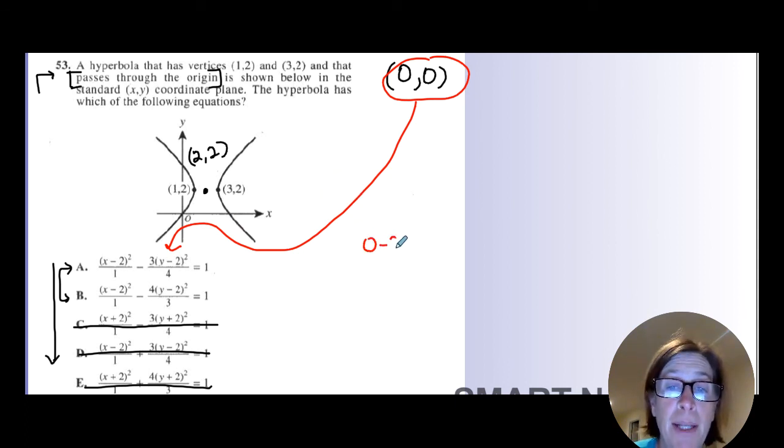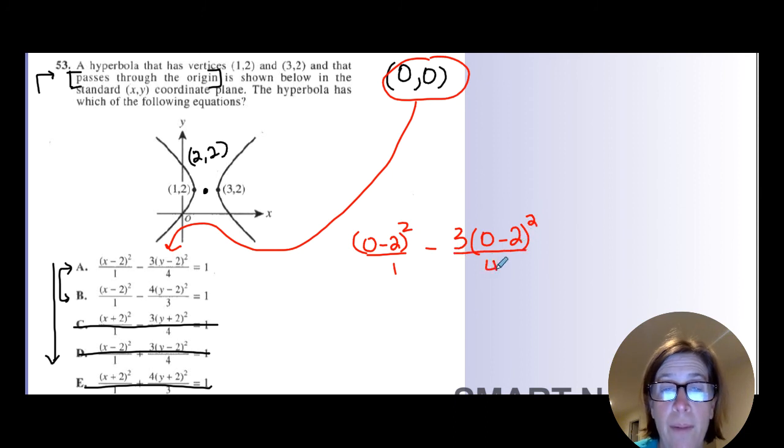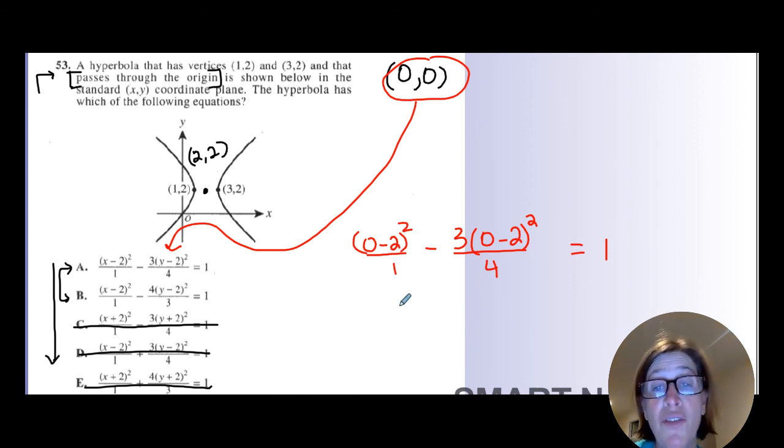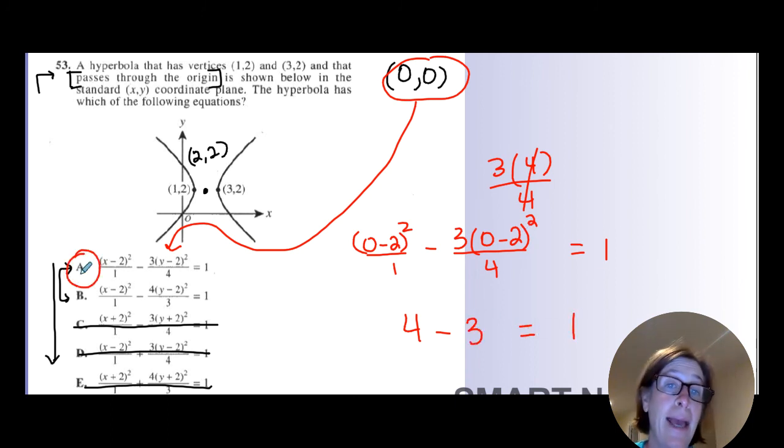So 0 minus 2 squared over 1 minus 3 times 0 minus 2 squared over 4. Does that equal 1? That would be A. All right, so 0 minus 2 squared is negative 2 squared, which is 4. 4 over 1 is 4. 0 minus 2 squared again would give me 3 times 4 over 4. So that would give me 3. It does equal 1, so my answer would be A.